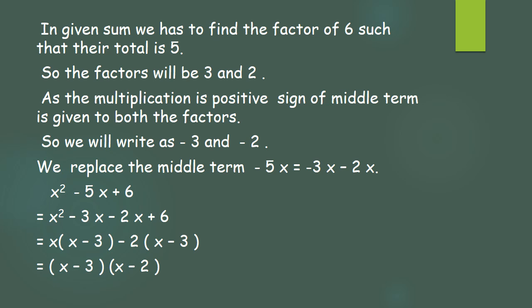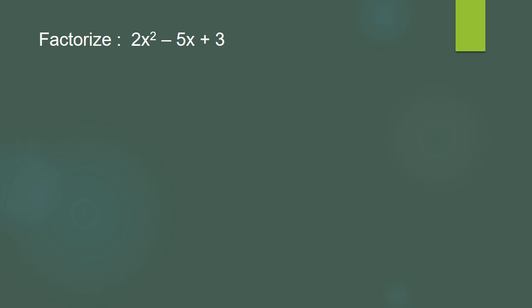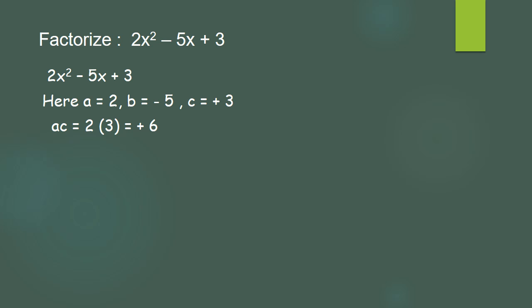Now we will take one more sum. Factorize 2x square minus 5x plus 3. What is the first rule? Multiply a and c. So first get the values of a, b, c. Here a is 2, b is minus 5, c is plus 3. Now first multiply a and c, that is plus 6. As it is plus, get factors such that the addition is 5. Again we get the same factors: 2 times 3 is 6, and 2 plus 3 is 5.